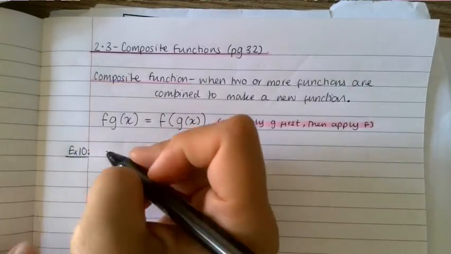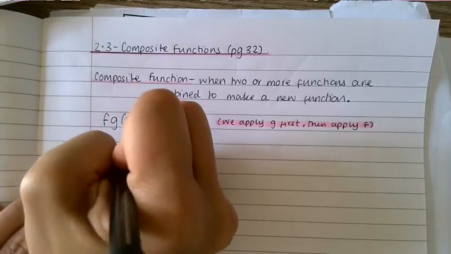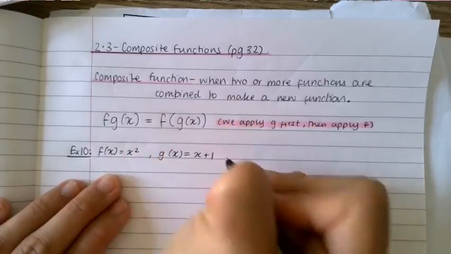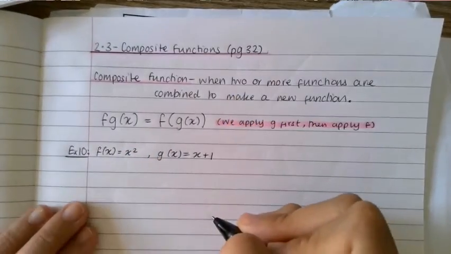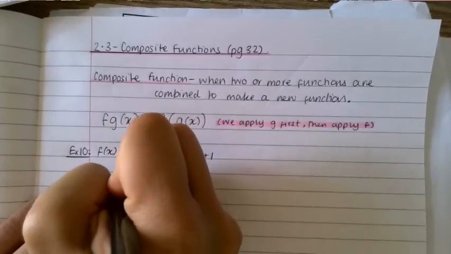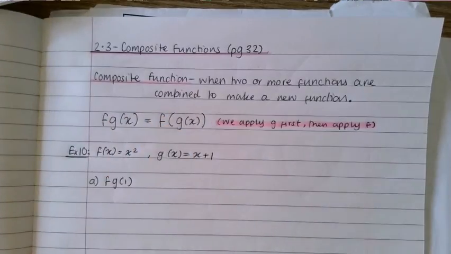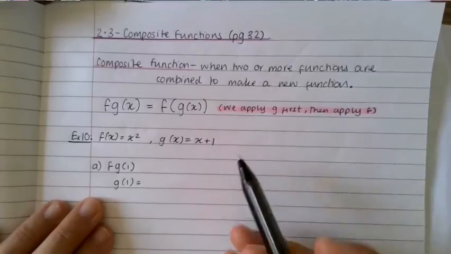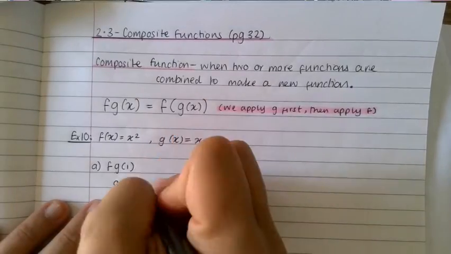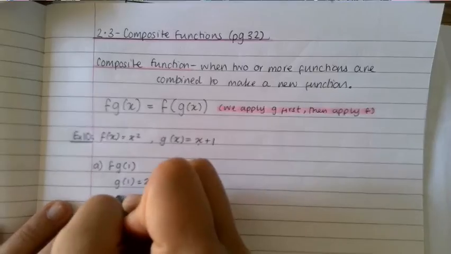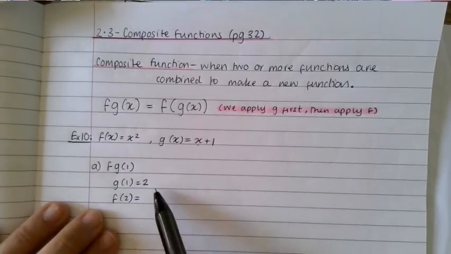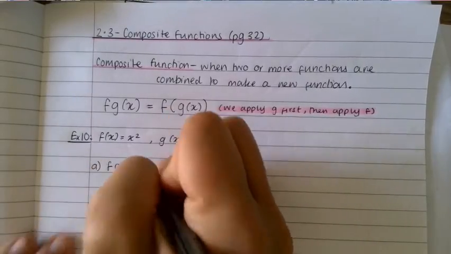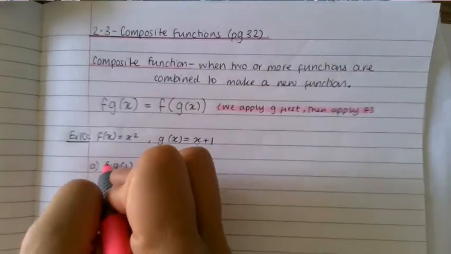So example 10, we're given f of x equals x squared, and g of x equals x plus 1, and we want to firstly find fg of 1. So we're going to apply g first, so we want to find g of 1. First of all, g of 1 would be 1 plus 1, which is 2, and then we want to find f of 2. So we apply g first and then f. So f of 2 is 4. So fg of 1 is equal to 4.